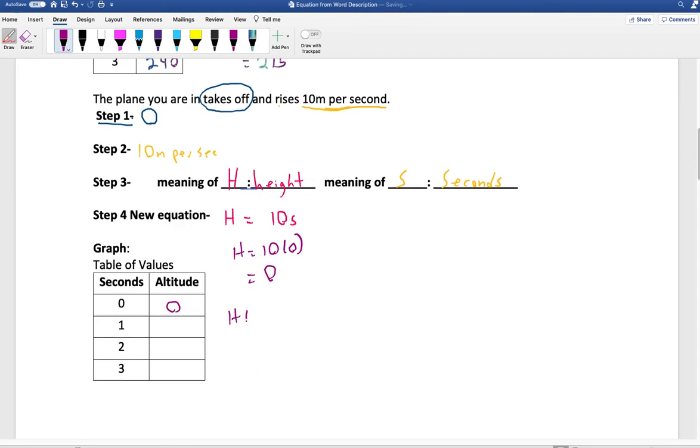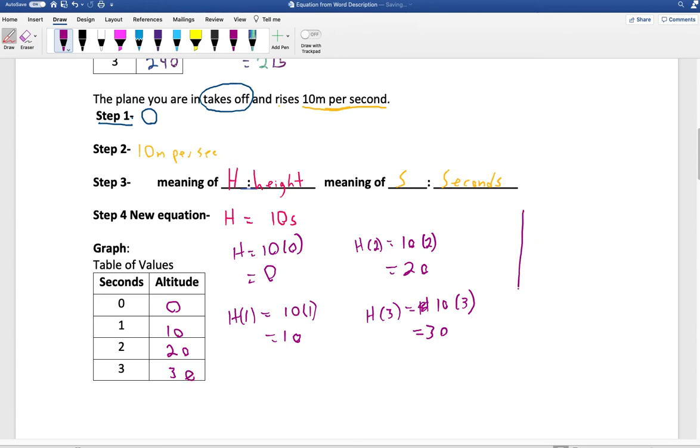Then we're going to do h of 1. So after 1 second, how high are we? Right? So we go 10 bracket 1. Well, it's 10. This one's 10. Then we're going to go h at 2, which equals 10 bracket 2, which equals 20. So here's going to be 20, and then h equals 3, 10 times 3, which equals 30.